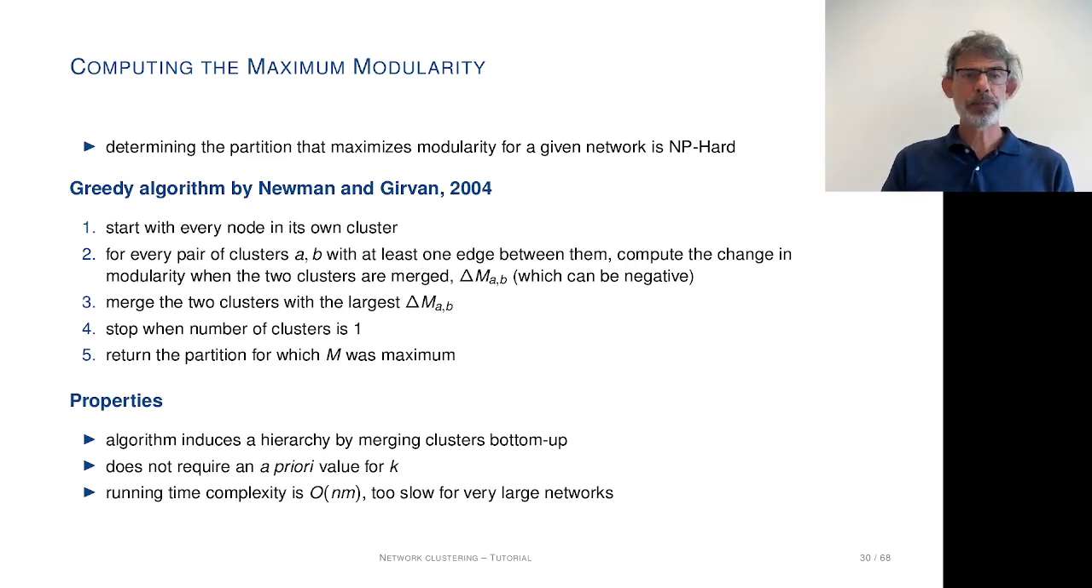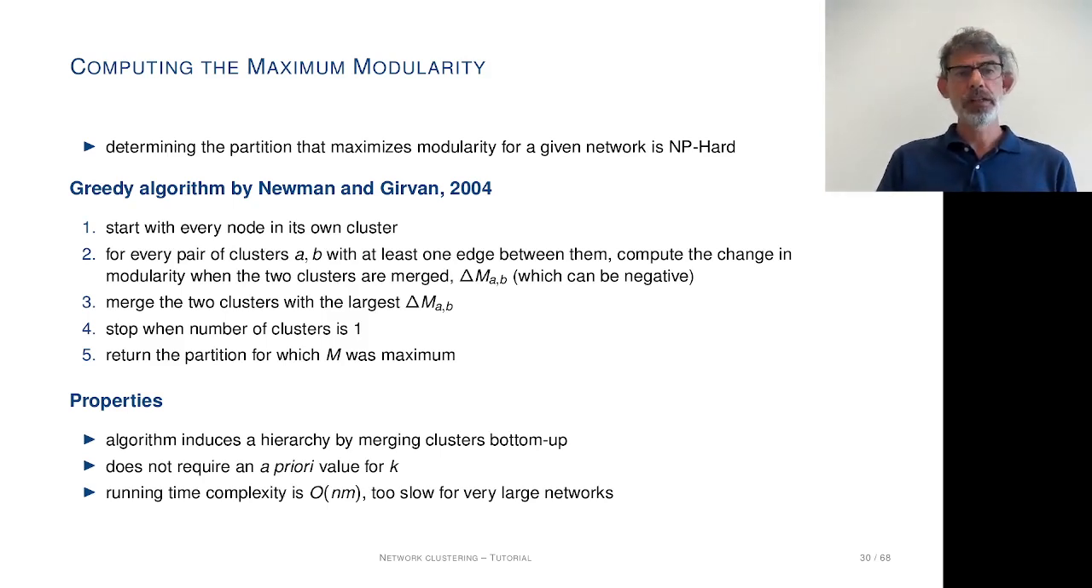Determining the partition that maximizes modularity for a given network is NP-hard. So we won't be able to obtain the exact clustering assignment that maximizes modularity. However, we have heuristic algorithms to do that. The first one was proposed by Newman and Girvan, who also proposed the modularity metric in 2004.